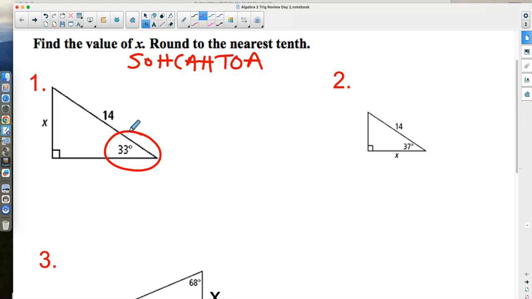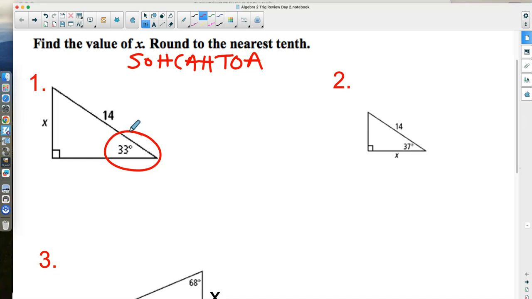Now if you're saying, well, I could get the other one because every triangle is 180 degrees, I could subtract 90 and then subtract 33. Don't do that, because what if you make a mistake? Use the information that they are giving you so that you don't mess up accidentally.